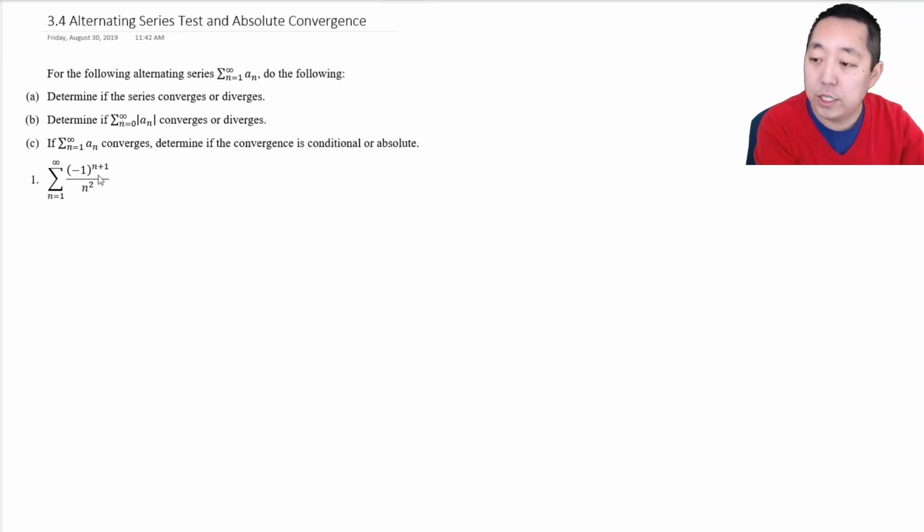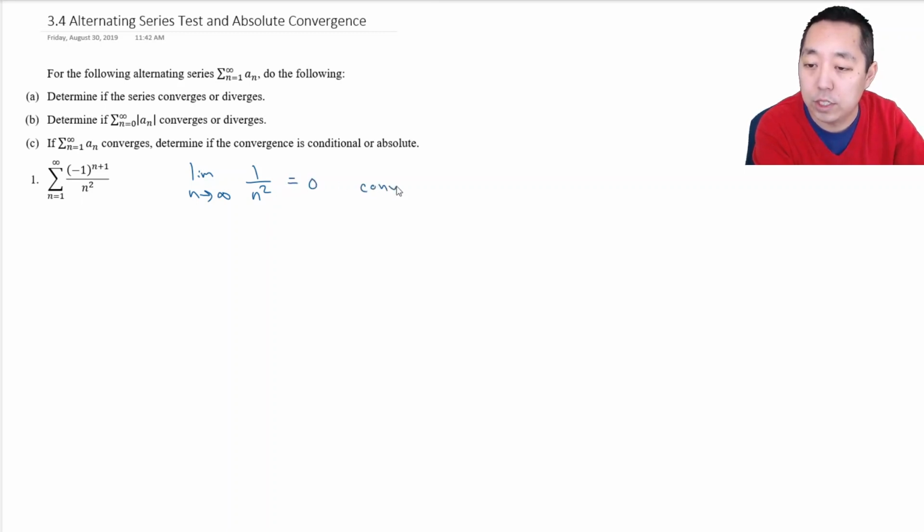For alternating series tests, the terms have to alternate. You usually have a -1 to the n+1 times a term here. The test is actually very similar to the nth term test, but for alternating series, if the limit as n goes to infinity of the series itself, 1 over n squared, like this, equals 0, then it definitely converges.